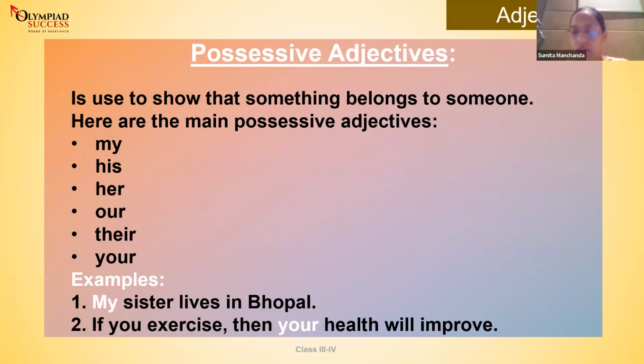Now, if I say your sister, that means I'm talking about your sister. Isn't it? So the word your helps us understand that I'm talking about your sister. Now, if you exercise, then your health will improve. Health is something that belongs to us. Maybe someone is giving a suggestion to someone that if you exercise, then your health will improve. Health is again a belonging. But which word helps you understand whose health I'm talking about over here? The word your helps us understand that I'm not talking about my health, I'm talking about someone else's.